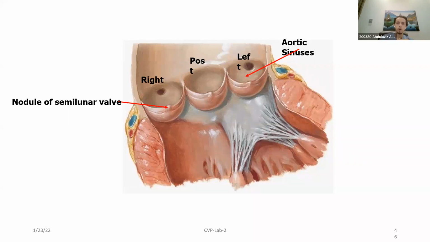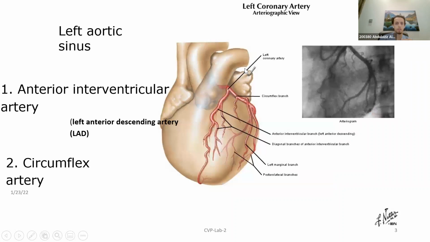Now, as they fill, we can see here these 2 openings. These openings are for the coronary arteries. So the first organ that the heart essentially gives blood to is the heart. Through these openings, it will give blood to the coronary blood vessels. Now we're going to start off with the left coronary artery.